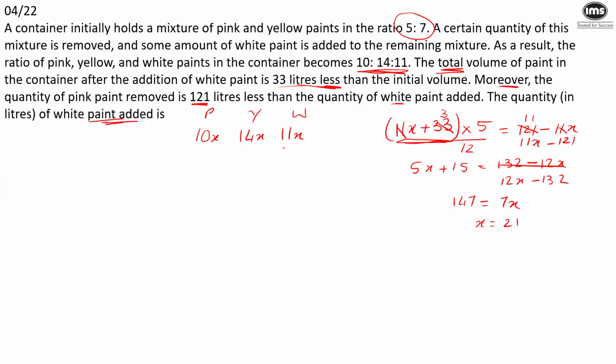X is found, so all we need now is 11x. 11 into 21 is 231. That's the answer. 231 liters is the amount of white paint added. So not very lengthy, not very difficult. Moderate question.